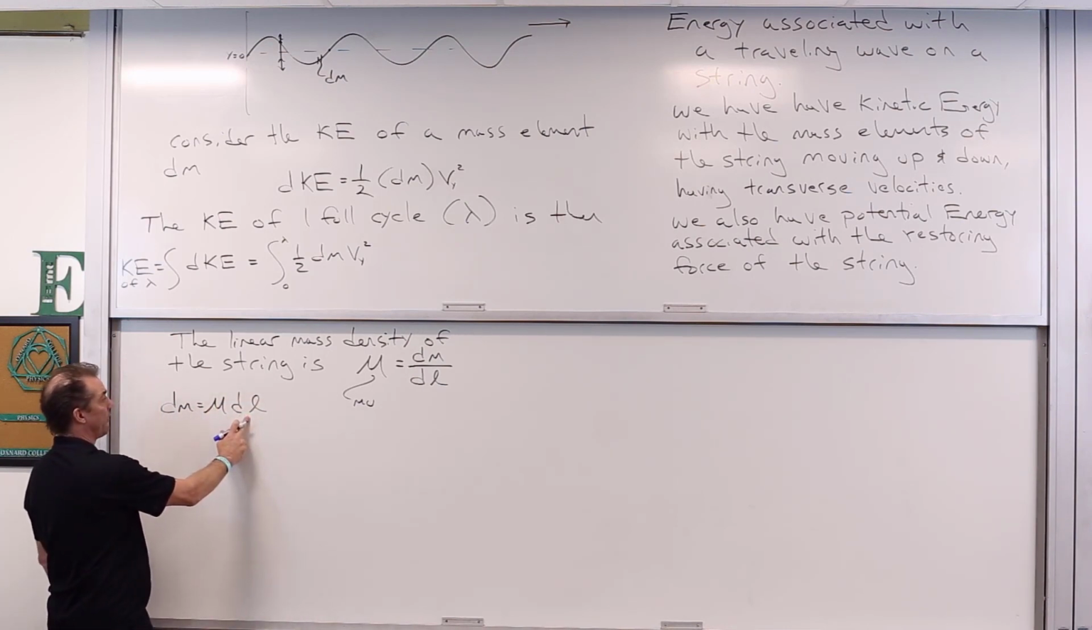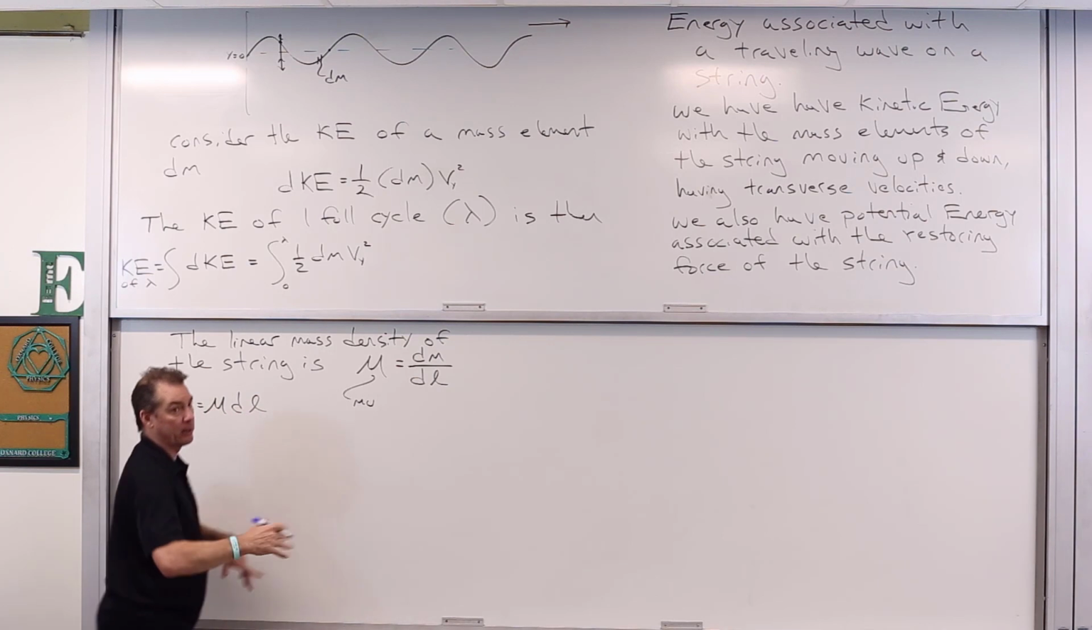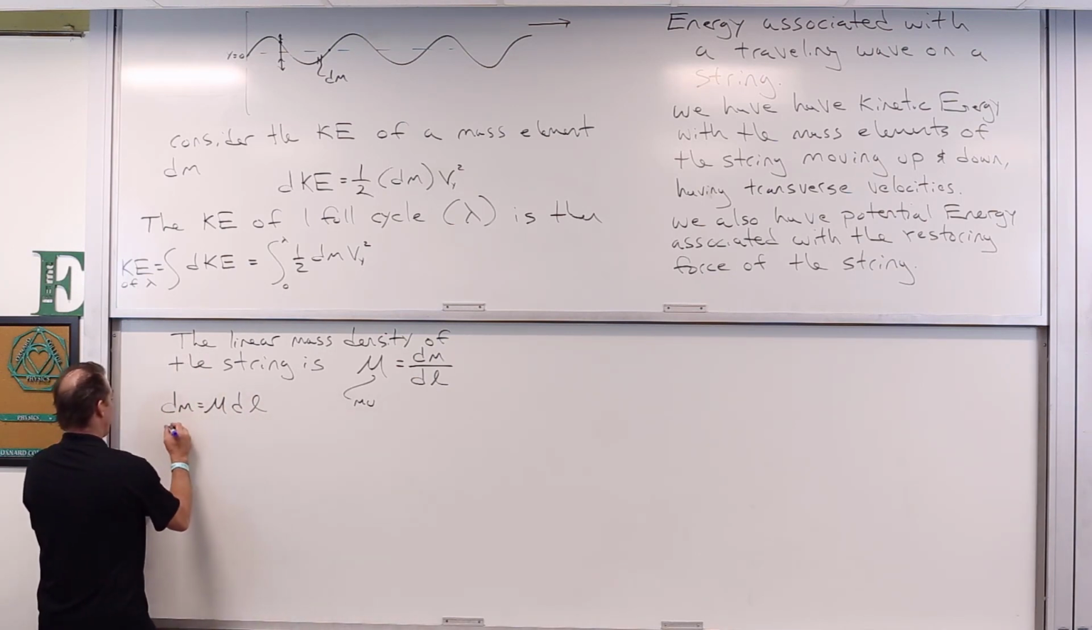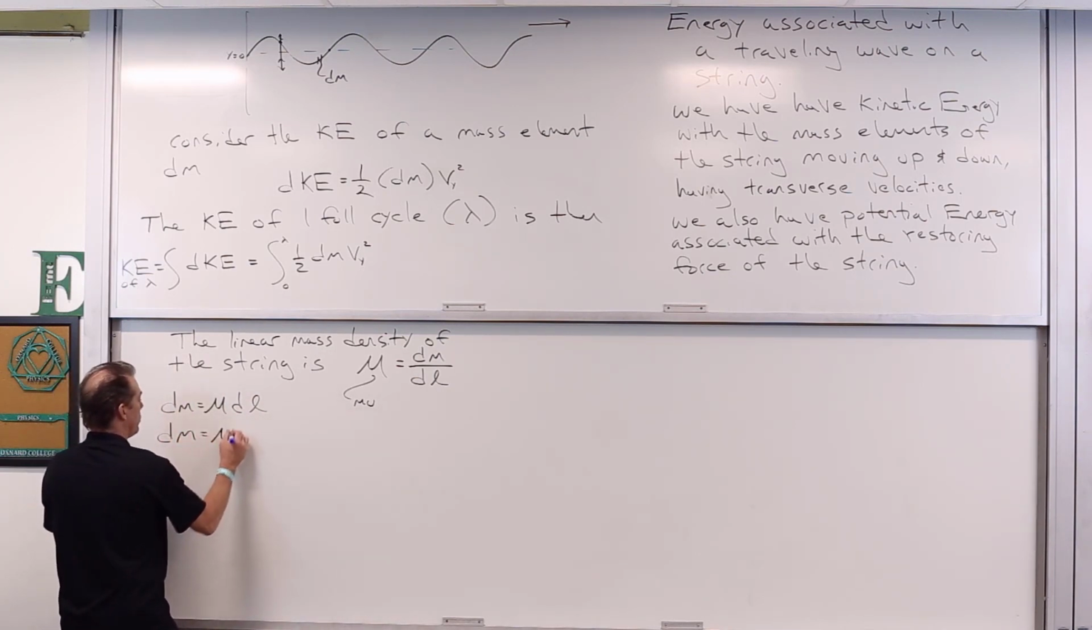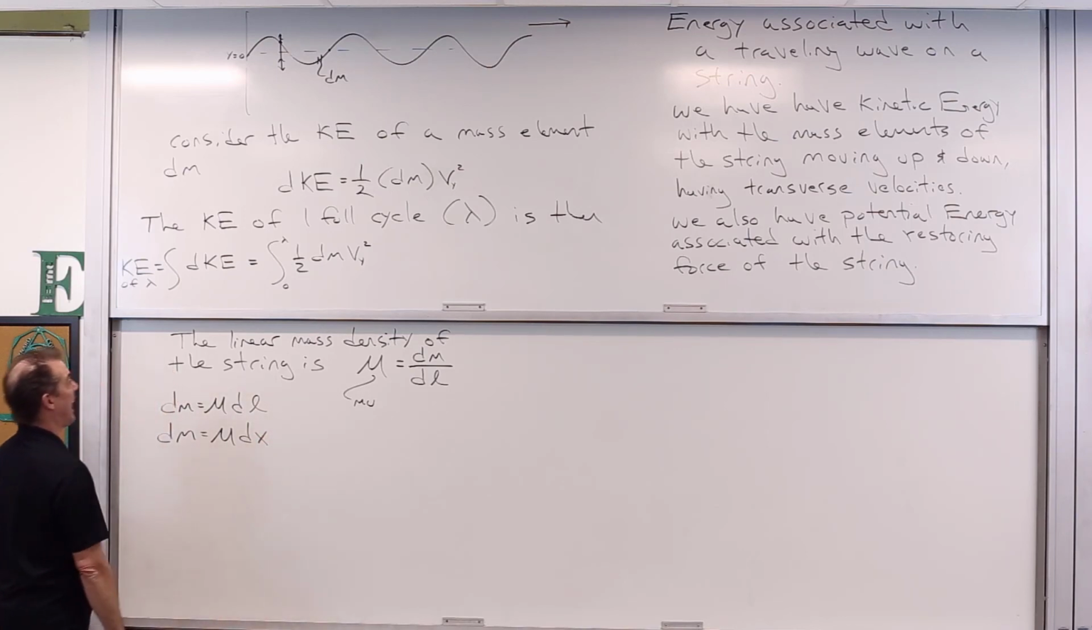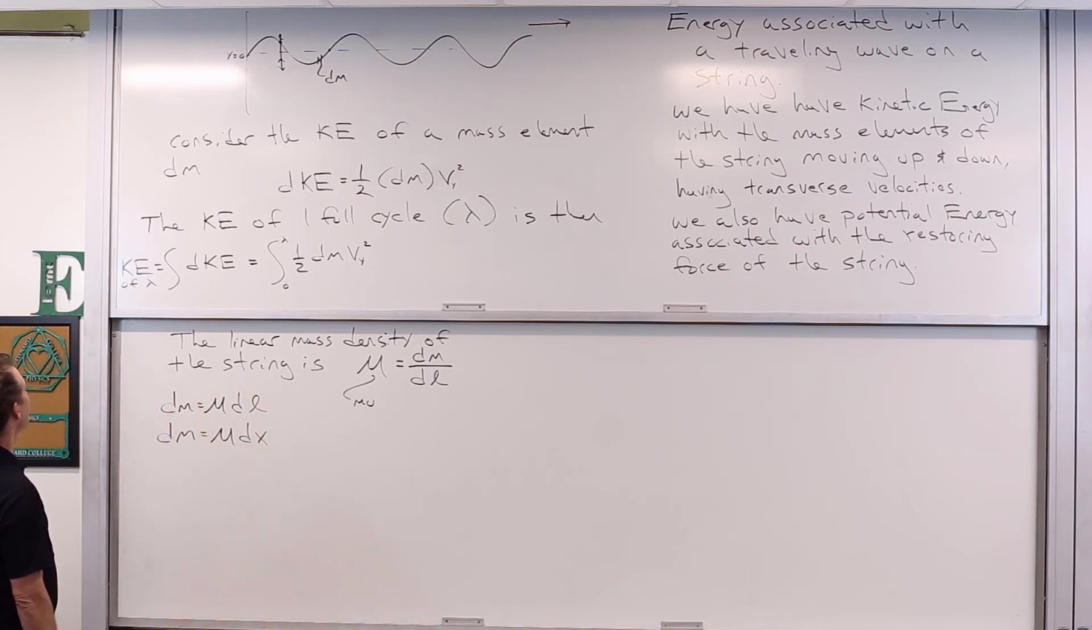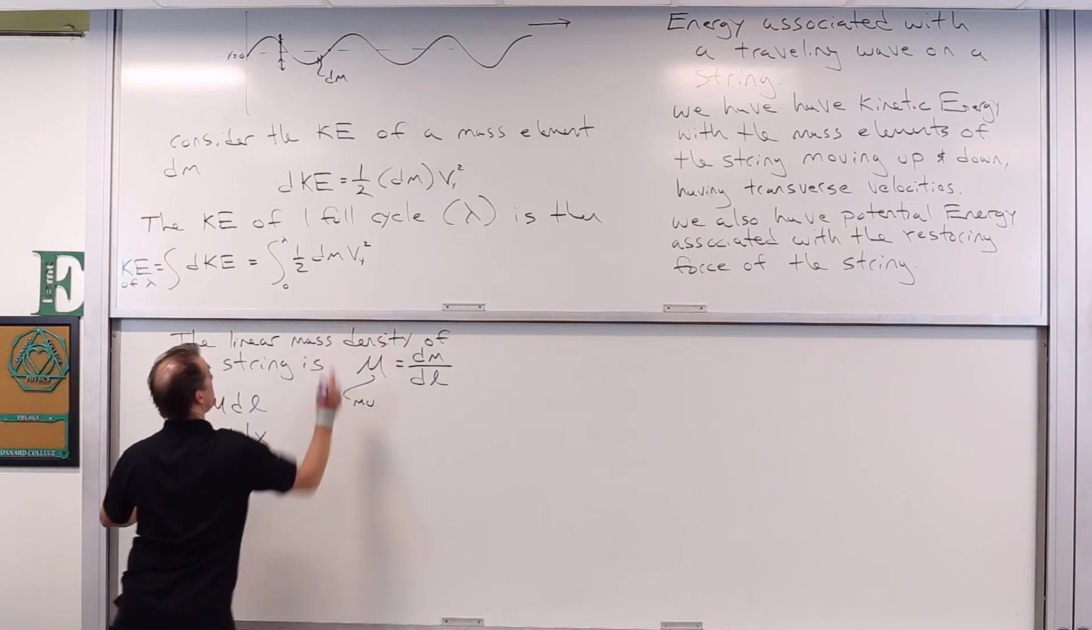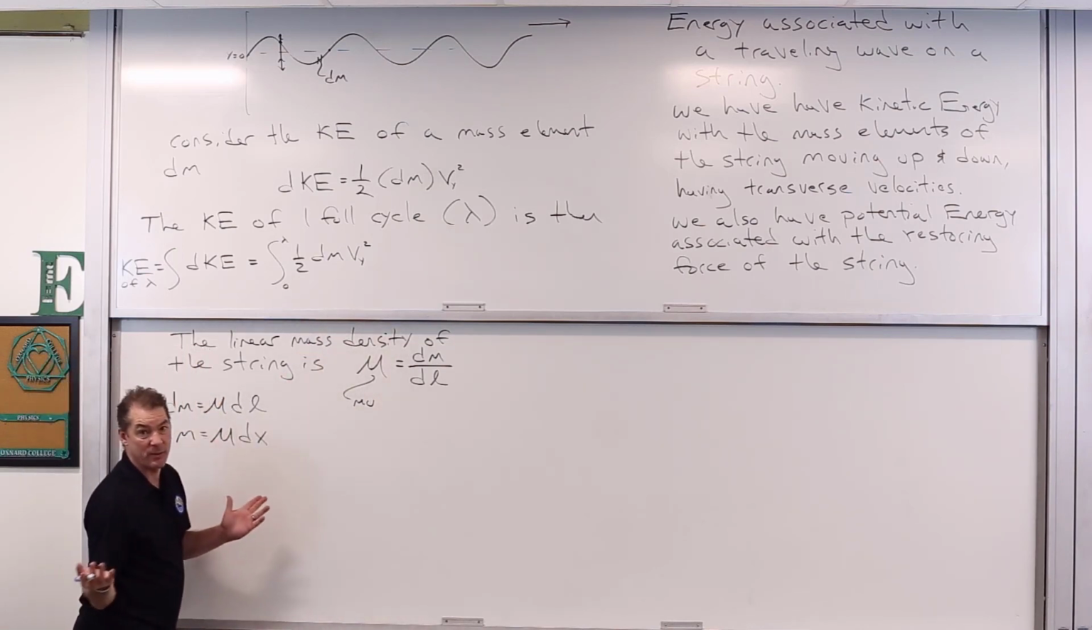This is the length element of the string. Let's say the string is laid across in the x direction. So we can write that dm is equal to mu dx. Fantastic. We've got that going on. So we've got dm, and we also need this v. V sub y is the transverse velocity.